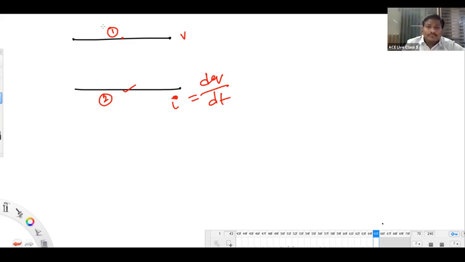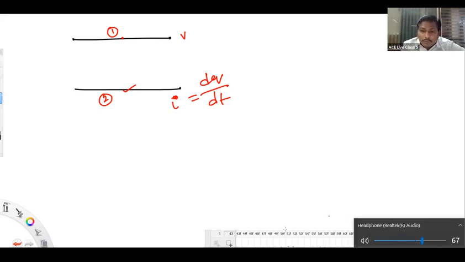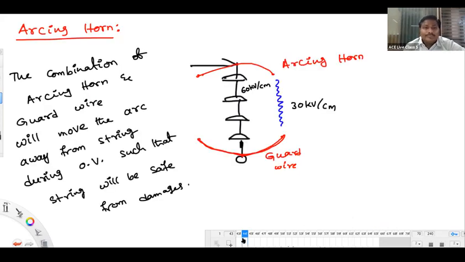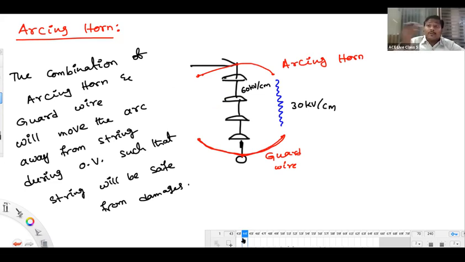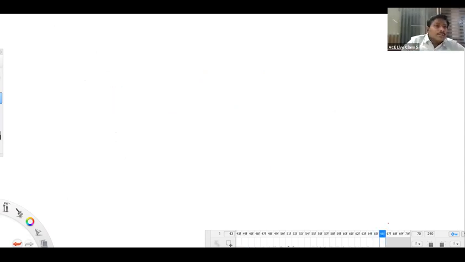Sir, another doubt is on 44F. Sir, guard wire we only use on one side? No. According to requirement, if it is required, you have to keep it on two sides also. Two sides also. For example, it is possible; I will show the image.